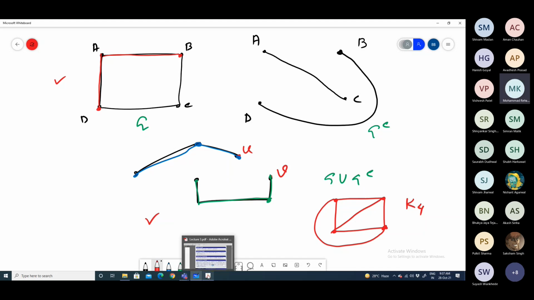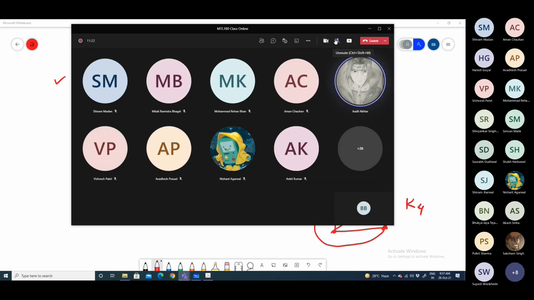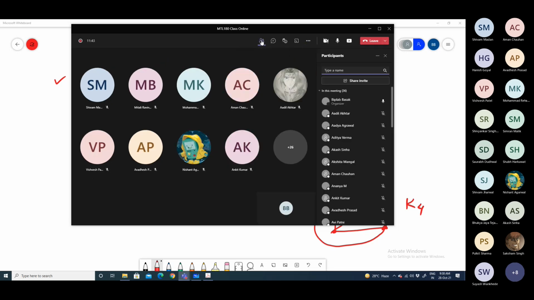Sir, you are not audible. Yes, sir, you're muted. When I was muted, you did not hear the last statement: the edges which are not in G. I don't know how I got muted. Maybe someone muted me. You should not mute me, because I have added all of you as presenters.